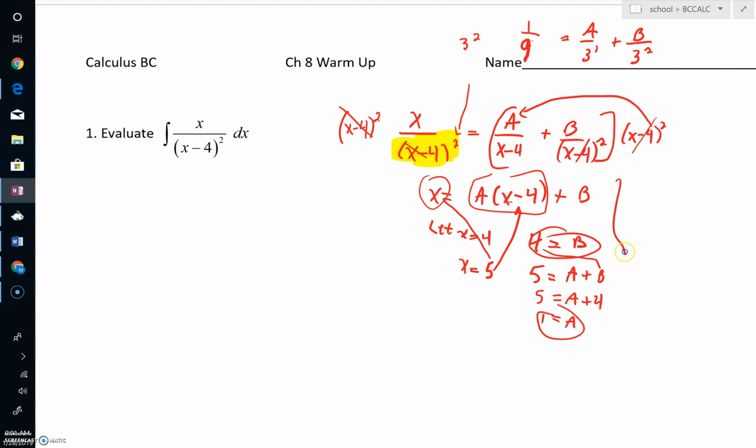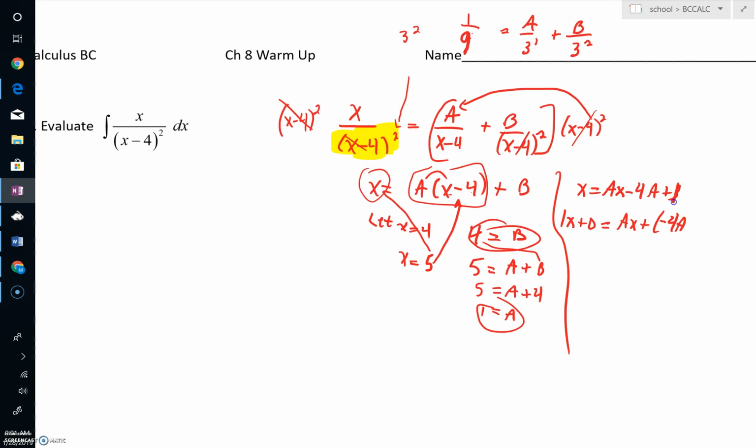And with coefficient analysis, what would have happened is you would have distributed. We did that before. We'd say this is like a 1x plus 0 on the left side. Here we'd have an ax, plus negative 4a plus b. It got a little sloppy. But the coefficient analysis would quickly show us that a would equal 1, and then negative 4a plus b, the constant, would have to equal 0. You certainly get the same answer. It's just a different approach.